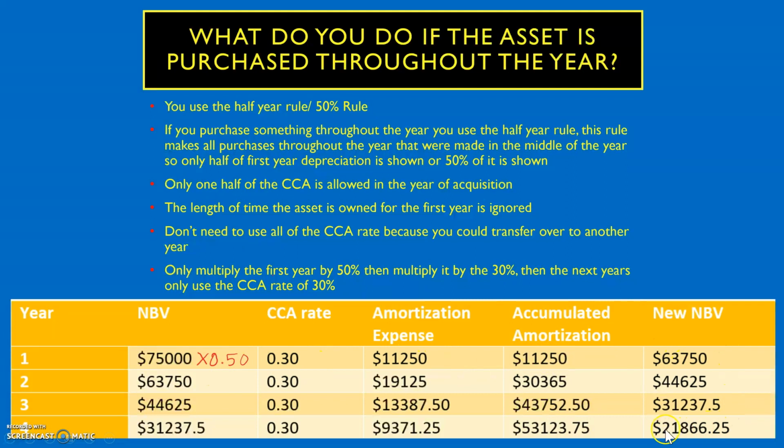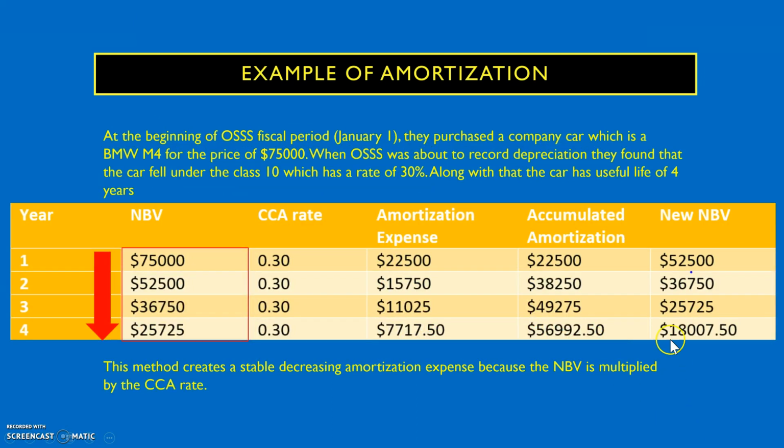And then as you can see here, it gave you a higher net book value at the end of its useful life of $21,866.25, compared to over here, which was $18,007.50.